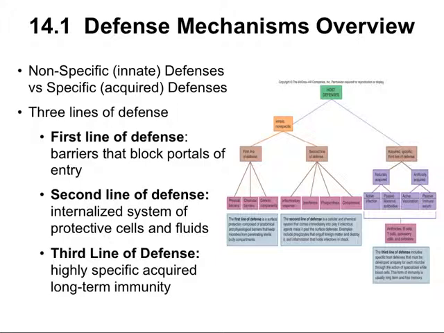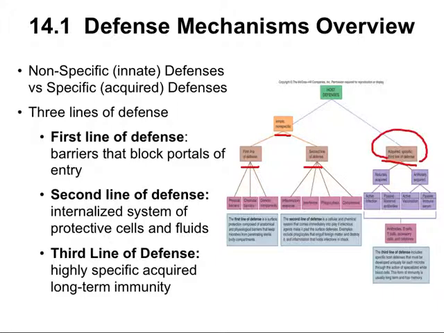The third line of defense, however, is where we see highly specific, acquired, long-term immunity. This is where the lymphocyte will encounter invaders and gain memory for future invasions. That'll be the content of the next chapter. The figure over here on your right summarizes all of these defenses. Host defenses are broken into the non-specific and specific responses. The non-specific involves the first and second line, whereas the specific defense is all the third line of defense.